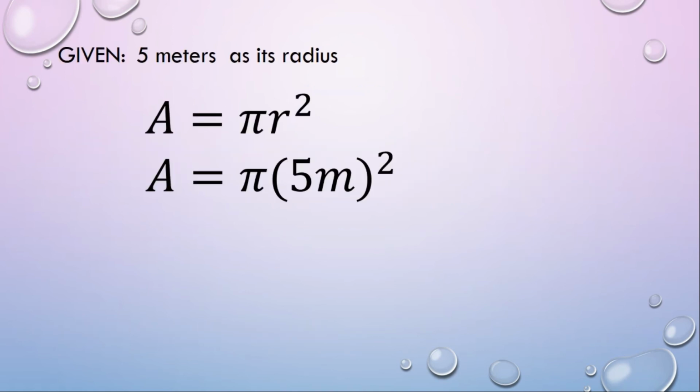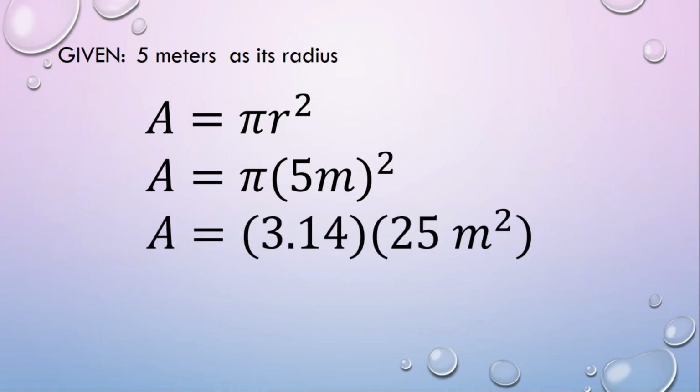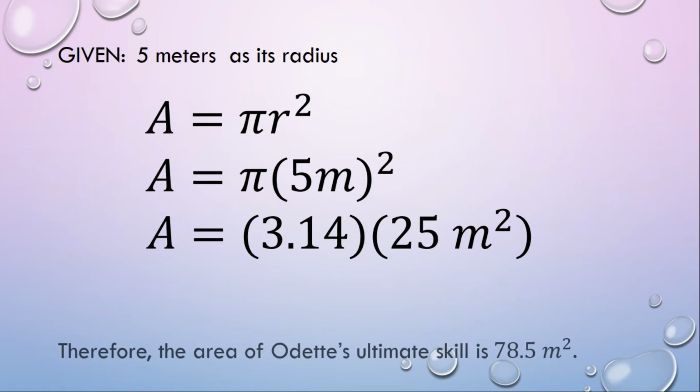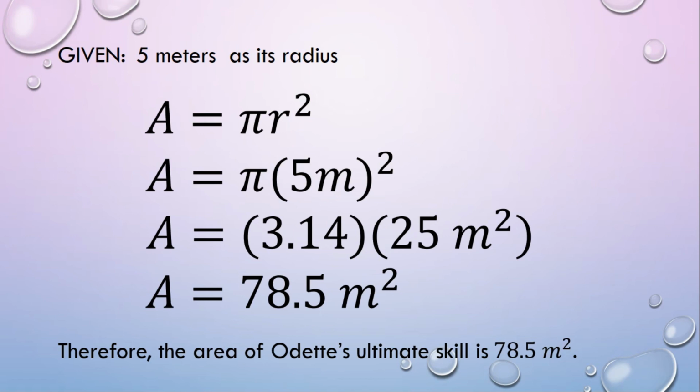So we use that formula and let's proceed to the substitution. Let's substitute pi as 3.14 and r as 5 meters, and square it, so it becomes 25 square meters. And then let's multiply and we have the area as 78.5 square meters. So therefore, the area of Odette's ultimate skill is 78.5 square meters.